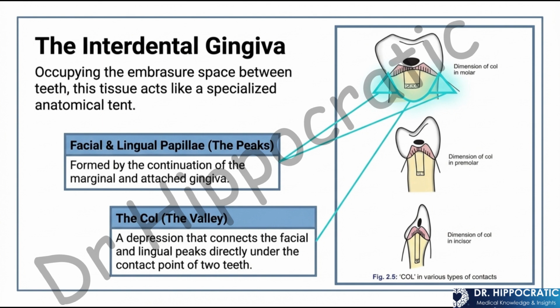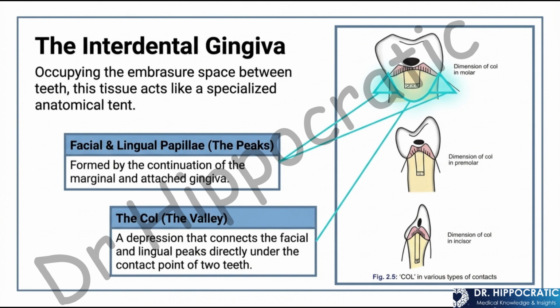But the peaks are only half the story, according to this slide. The second label points to the hidden anatomy connecting them. The col, the valley, it reads. The col, the valley, a depression that connects the facial and lingual peaks directly under the contact point of two teeth. The col. This is perhaps the most vulnerable geographic zone in the entire periodontium. Why is that? Well, structurally, it is a saddle-shaped depression stringing the two peaks together. Its 3D geometry is entirely dictated by the morphology of the adjacent teeth.